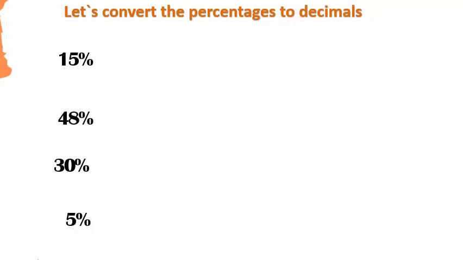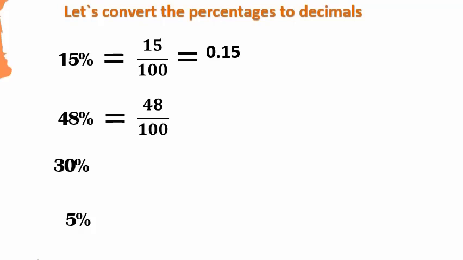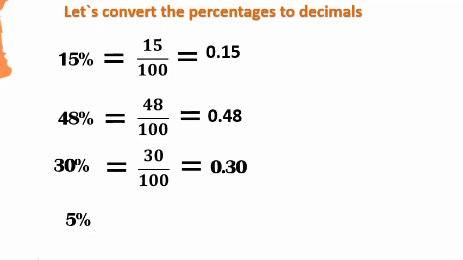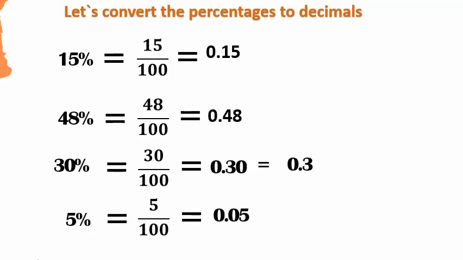Let's convert the percentage to decimals. 15% is 15 hundredths and the decimal is 15 hundredths. 48% is 48 hundredths and the decimal is 48 hundredths. 30% is 30 hundredths and the decimal is 30 hundredths, and we know that it is the same thing as 3/10. 5% is 5 hundredths and the decimal is 5 hundredths.